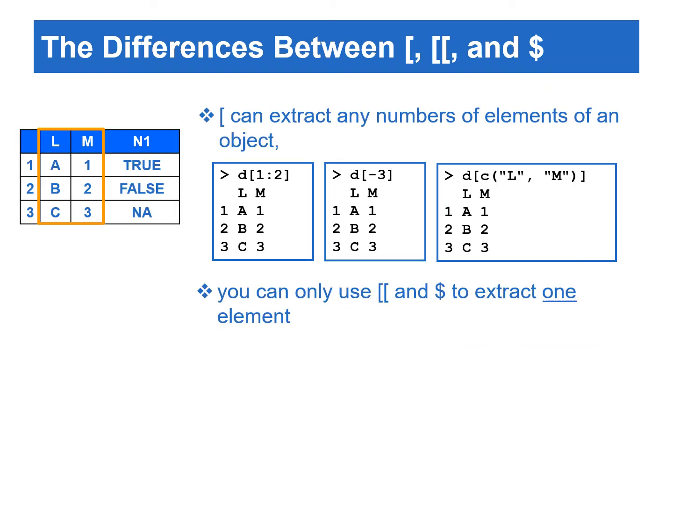By using single brackets, we can extract any number of elements from a data frame or a list. While using double brackets or the $ sign can only extract one element.